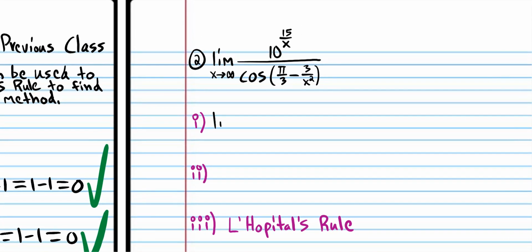Okay, so we first need to confirm, if we're going to use L'Hopital's rule, that we get an indeterminate form. So let's find the limit of the numerator as x approaches infinity. Now, as x gets bigger and bigger and bigger, this fraction is going to get closer and closer to 0. The yellow expression is going to get closer and closer to 0. And so the answer is just going to be 10 to the 0 power, which is 1. So it's pretty obvious that that's what's going to happen, but if you want to, you can use limit law number 7.